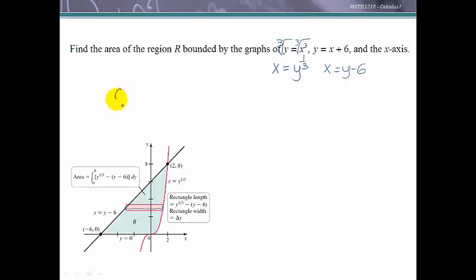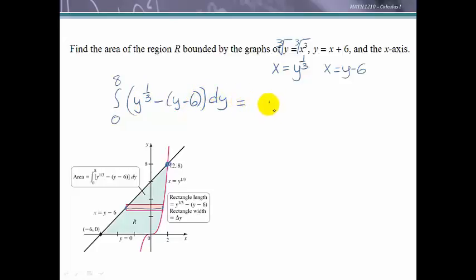So let's go ahead and compute this. We are going to have the integral. Now we need to look at what y needs to go between. And so we are going to start with y equals 0, and we are going to go up to this point of intersection, y equals 8. And again, if we did not have that point of intersection, we could set these functions equal to each other to find that point of intersection. Now we're going to take the right function, which is y to the 1/3, and subtract the left function, which is y minus 6, and then we are integrating with respect to y.